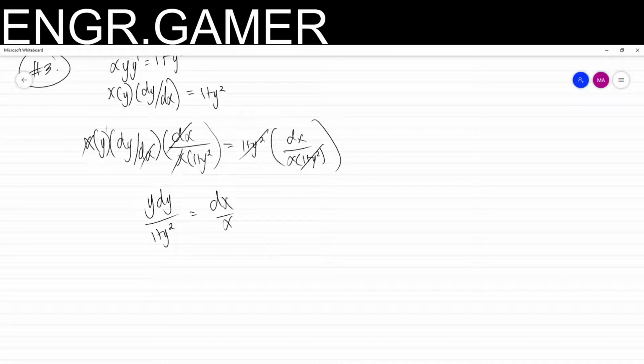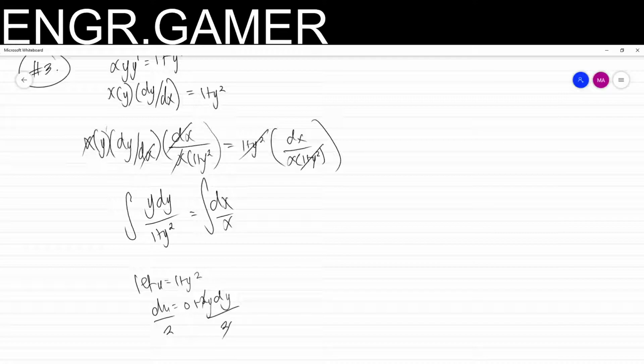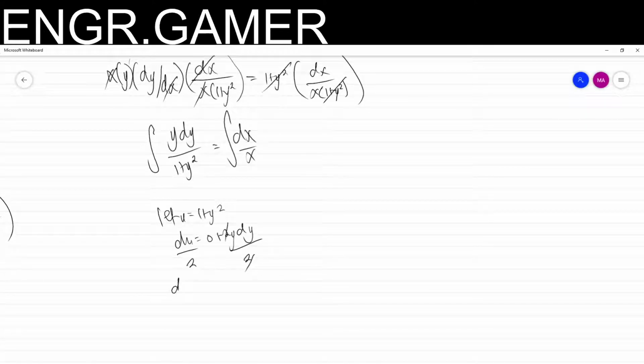Okay? So integrating both sides. Integral sign. So let u equals 1 plus y squared, du is equal to 2y dy. Take note, sa taas natin wala tayong 2, so divide natin ng 2 both sides. Cancel out. So meron tayong du over 2 is equal to y dy. Okay, so meron tayong 1/2, labas na natin yung 1/2, du over u is equal to integral of dx over x.